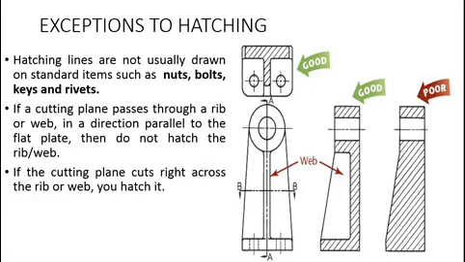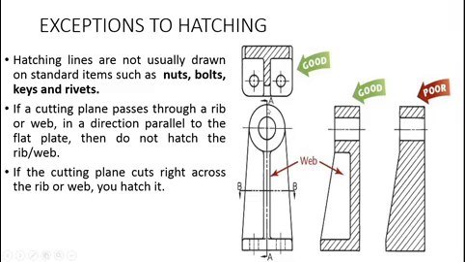Okay, and then if a cutting plane passes through a rib or a web in a direction parallel to the flat plate, then do not hatch the rib or web. So this one applies here. If we have a drawing where there's a rib and the section line passes through it and is parallel with that rib or web, then we do not have to section it.